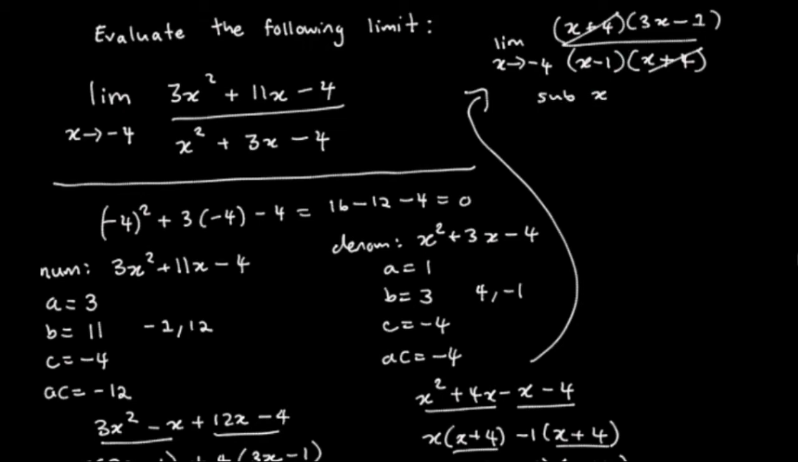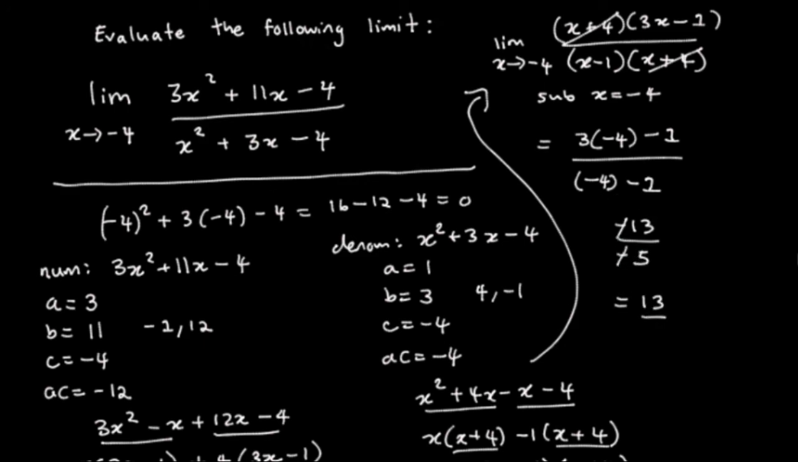We can allow x equal to negative 4. So I'm going to plug in negative 4 wherever I see x. You get 3 times negative 4 minus 1, over negative 4 minus 1. So we get negative 12 minus 1, which is negative 13, and negative 4 minus 1, which is negative 5. The negatives cancel out, and we get 13 over 5. Okay, and that is the solution of our limit.